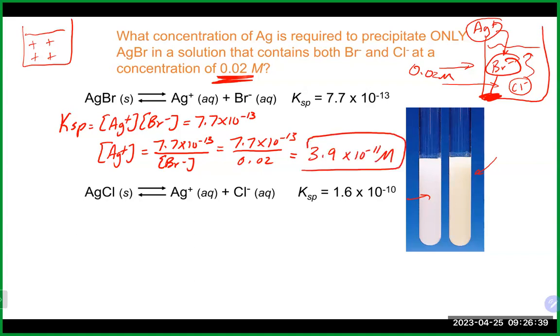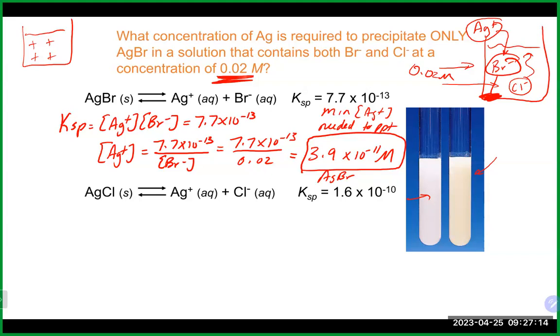So what does this number represent? This number represents the concentration of silver that you need to start to see what happened if you get it to this concentration. You will then start to see silver and bromide come together as a solid. So this is the minimum concentration in this example of silver that is needed to precipitate silver bromide, right? So that is basically what that number represents.